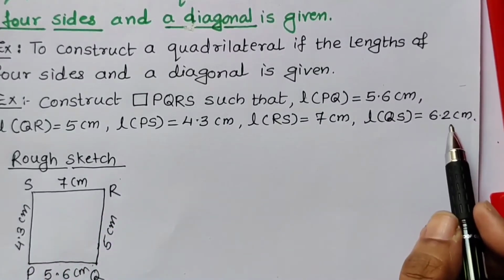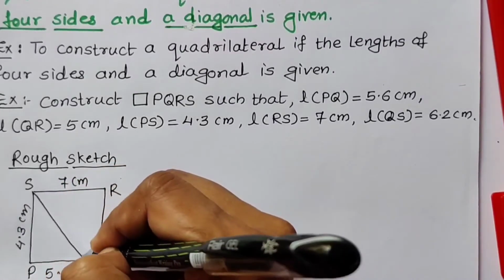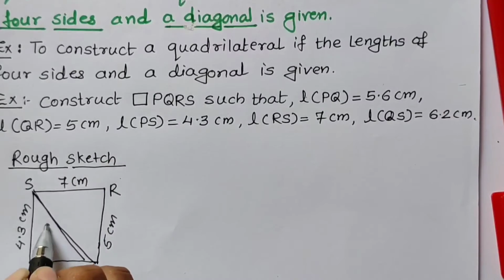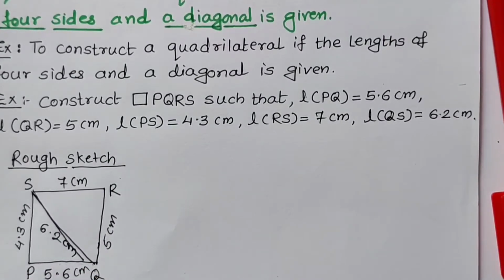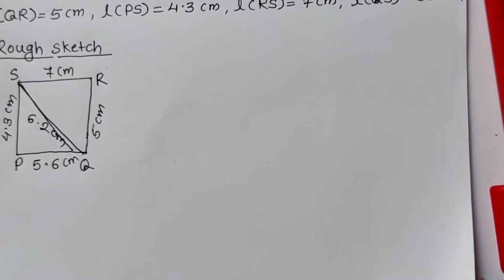And QS is 6.2. Where is QS? This is QS, and QS is a diagonal of this. So 6.2 centimeter is QS. After drawing the rough sketch, you will get a full idea of how to draw the fair one. So let us draw the fair diagram now.